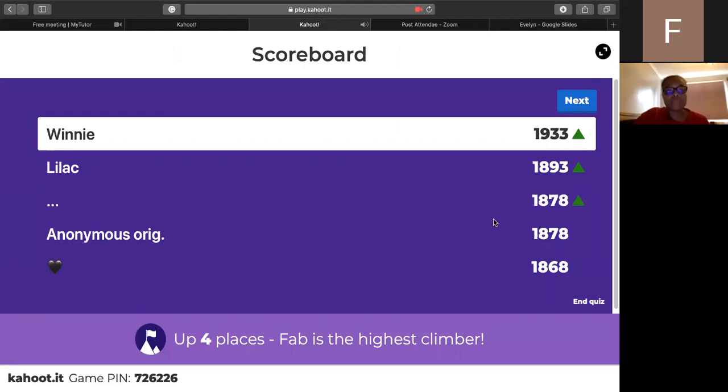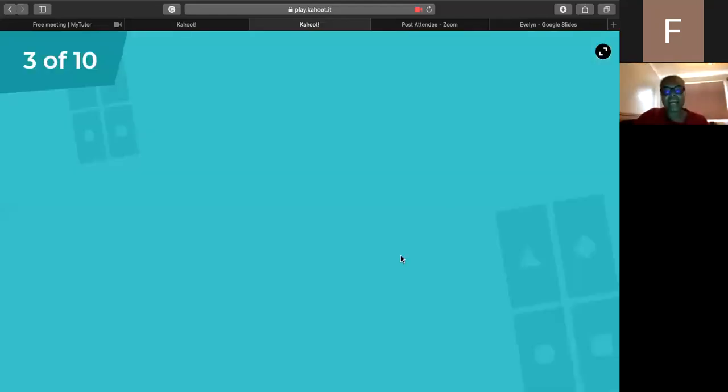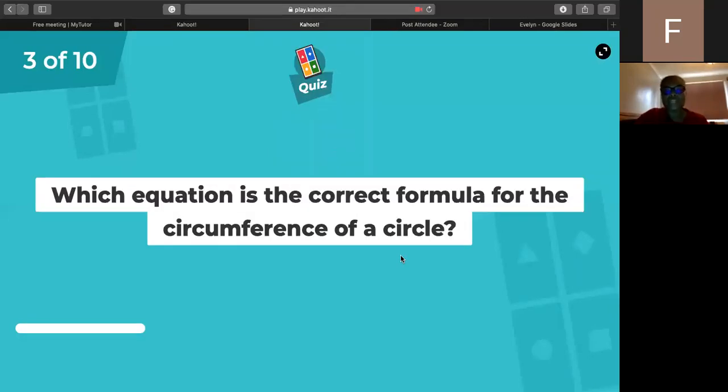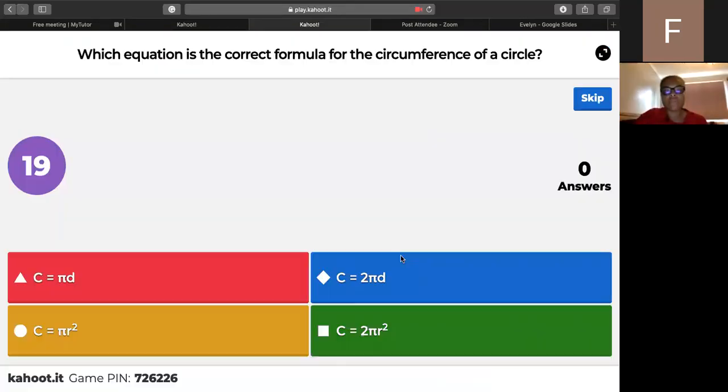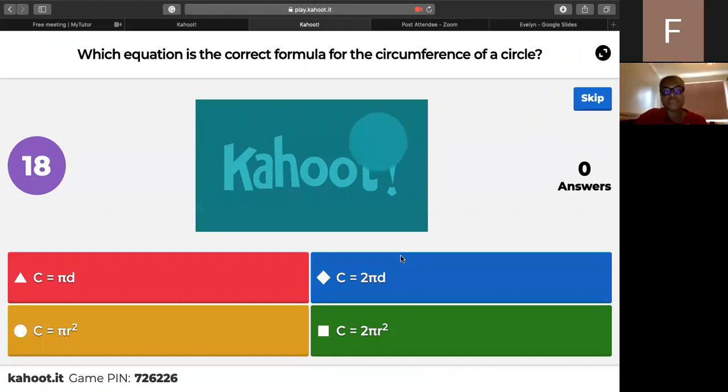Cool. So the top 5 is shifting a little bit. So which equation is the correct formula for the circumference of a circle? So which one is it? Which one could we use? Make sure you read each of the equations properly as well.